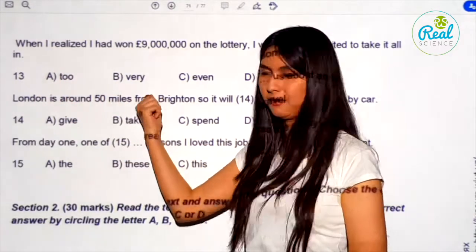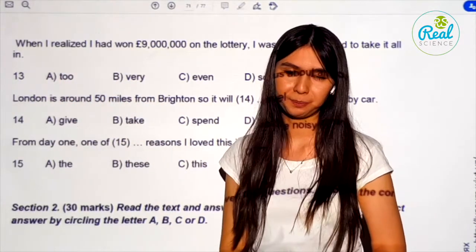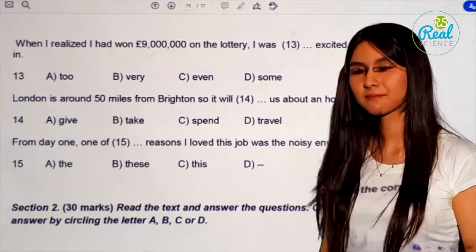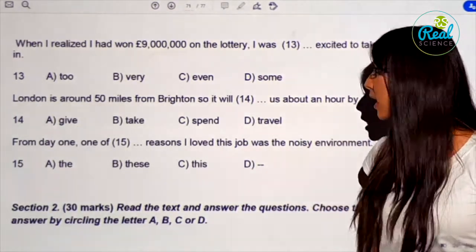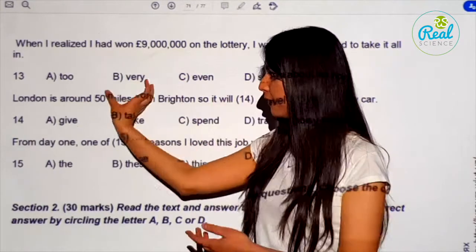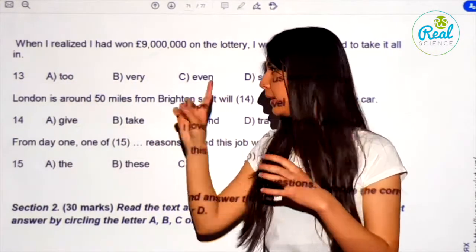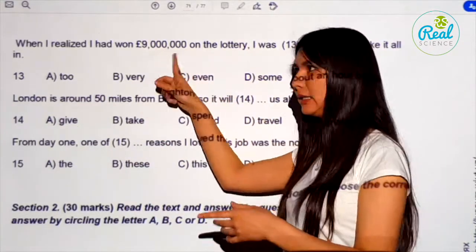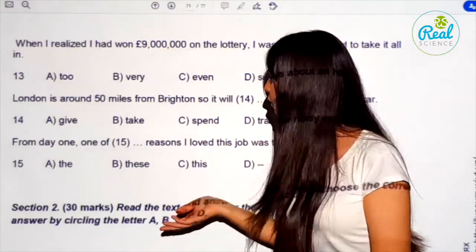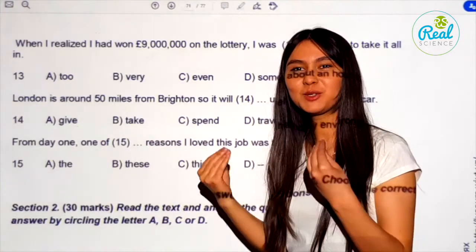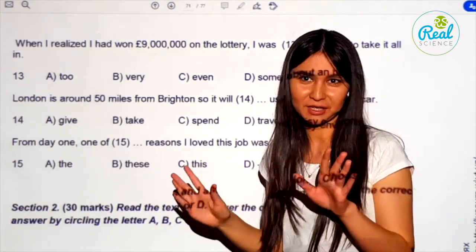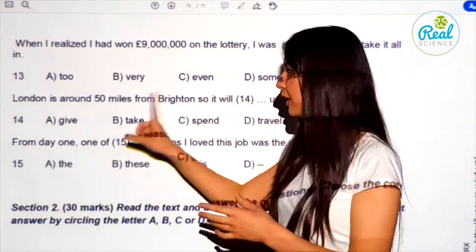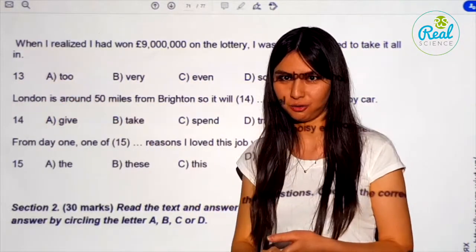Why 2? Why not very? What do you think? Because 2 means so. I was so happy. Yes, good. Look, very and 2 are actually similar, but 2 is a stronger form. Guys, when you win 9 million pounds, you will be too excited, not just very excited. So that's why think logically when you answer. The best option here is A, 2.